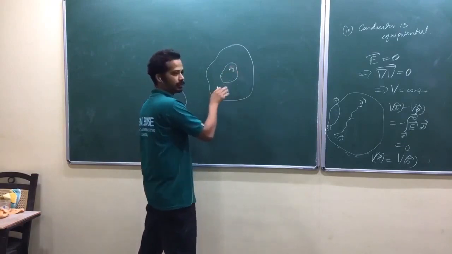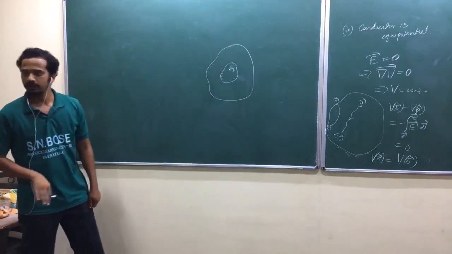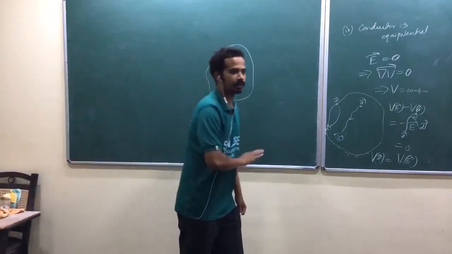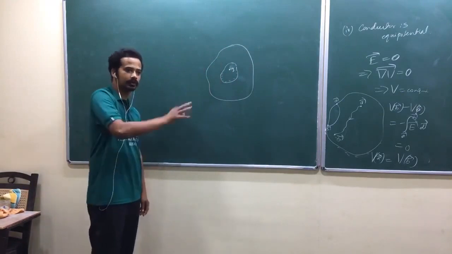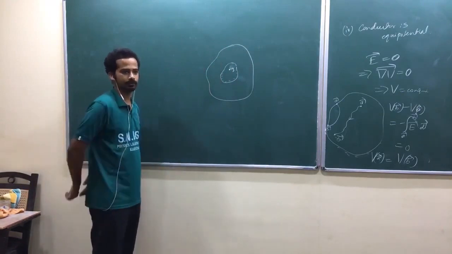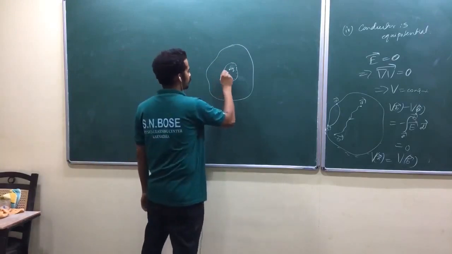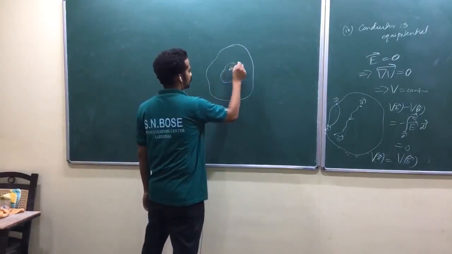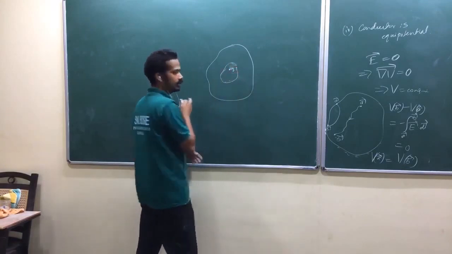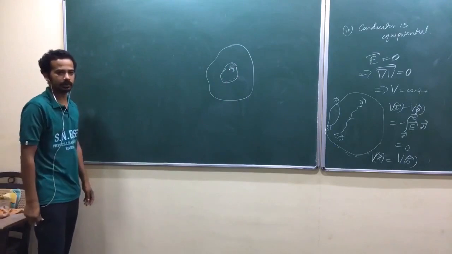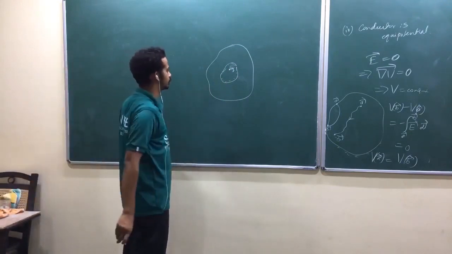Again, that is non-uniform. Why? If the surface is non-uniform, the induced surface charge should be non-uniform. If the surface is uniform, the surface charge should be uniform. So usually it will be non-uniform. There may be more charges here, less charges here. Whenever the surface has less curvature, there will be less charge density. More curvature, more charge density.